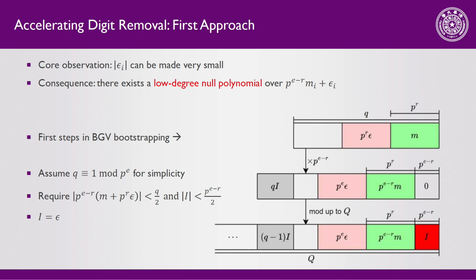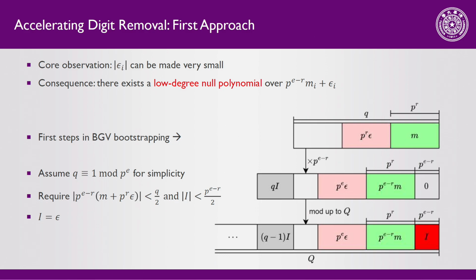Let us look at the first steps in BGV bootstrapping. We begin with a ciphertext encrypting m. We multiply it by p^(e-r). After that, the message will have its lowest e-r p-ary digits equal to 0. Then we raise the modulus to a very large one, which we call Q. This step will fill the lowest digits with the error term epsilon, which we rename as I. The reason will be explained at the end of this presentation.